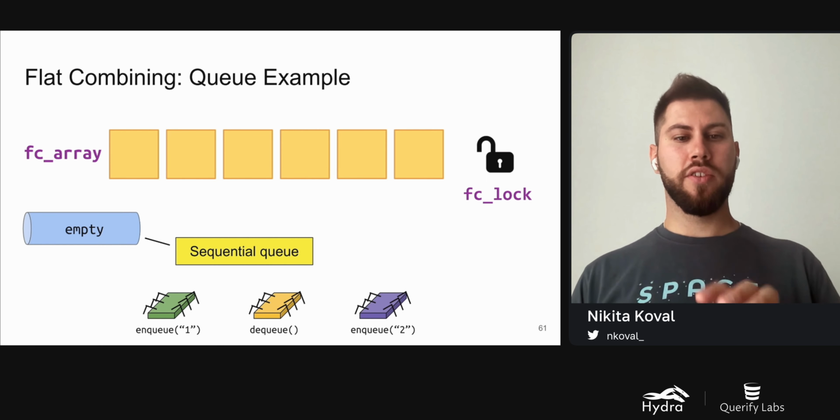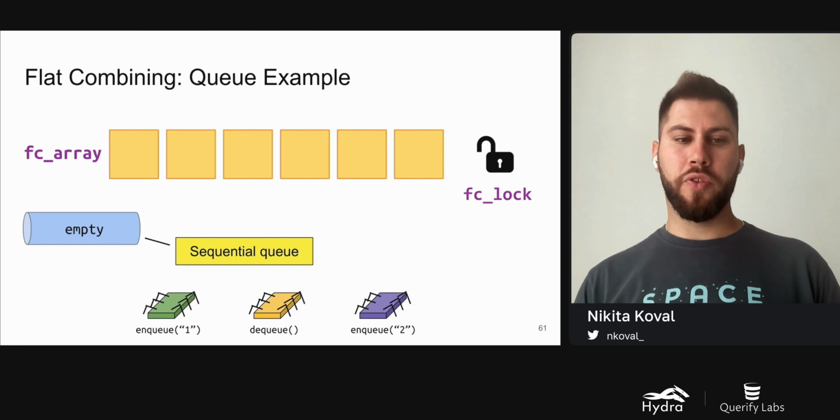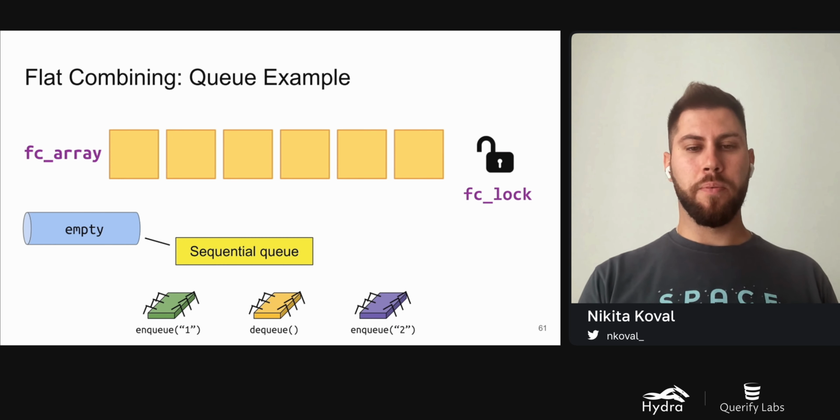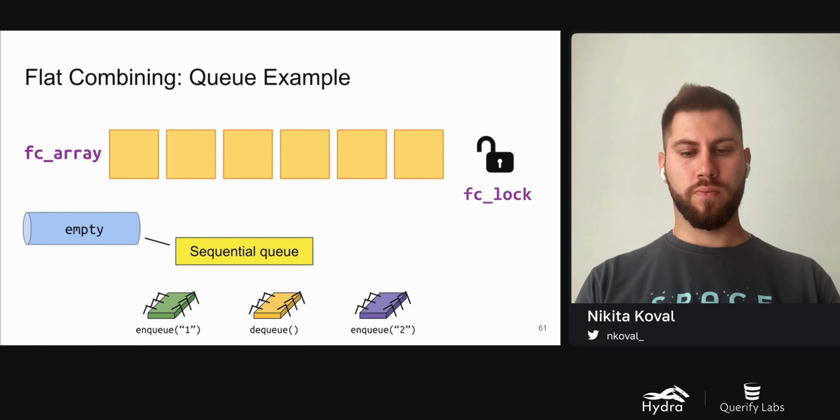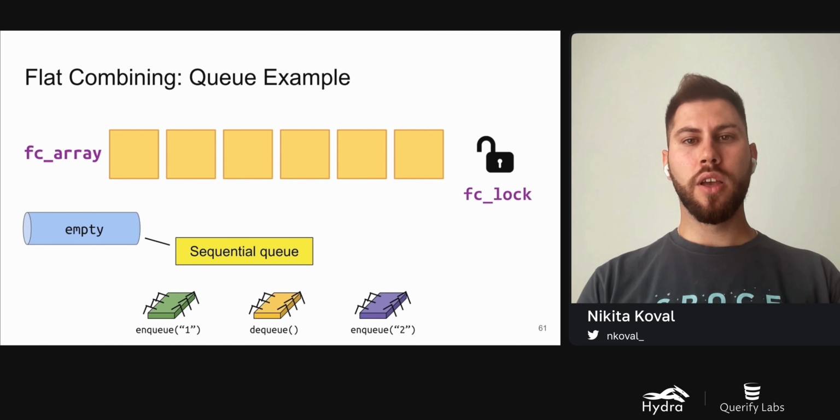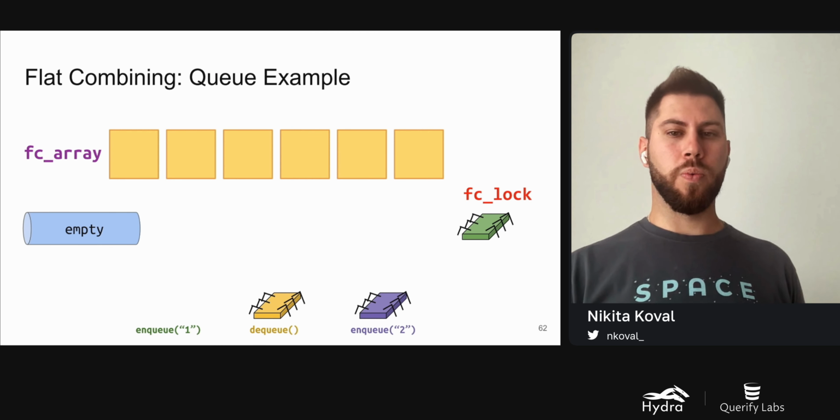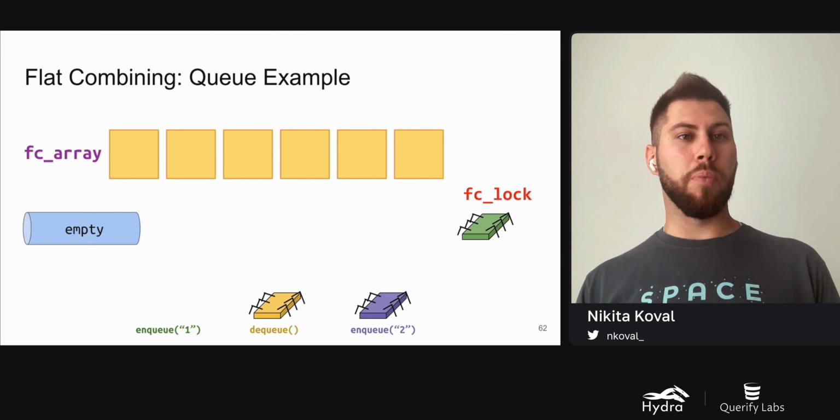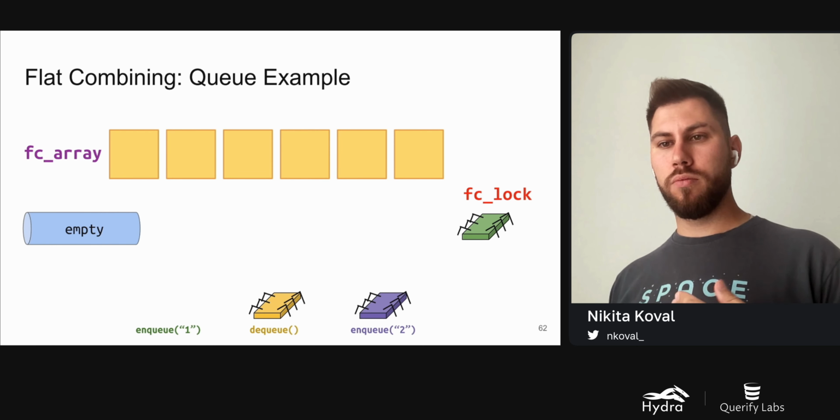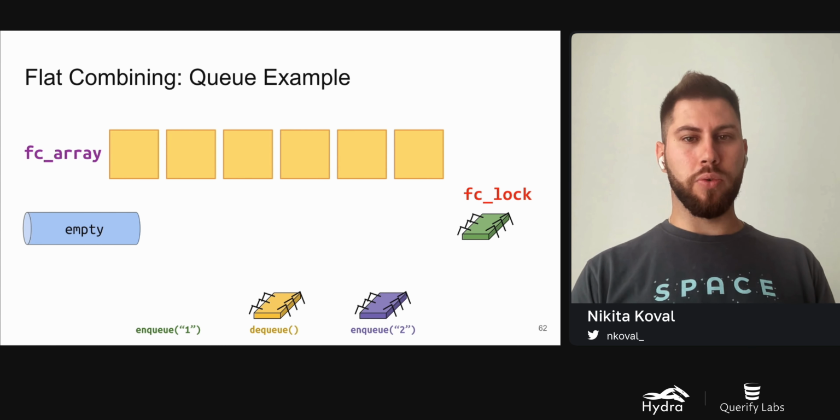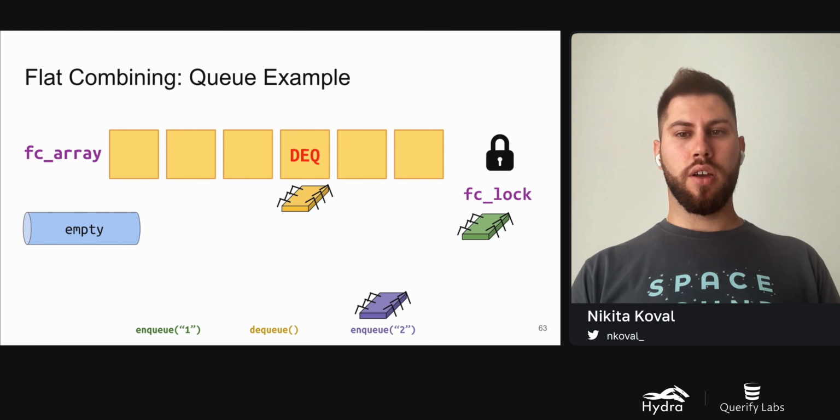It's empty now, and we have 3 threads: the green one that performs enqueue 1, and the yellow one that performs dequeue, and the purple one that performs enqueue. Let's see how these threads will interact with each other. So when, for example, the green thread starts, it tries to become a combiner, first of all. And as the mutex was unlocked, it acquires the lock. Now it's the combiner.